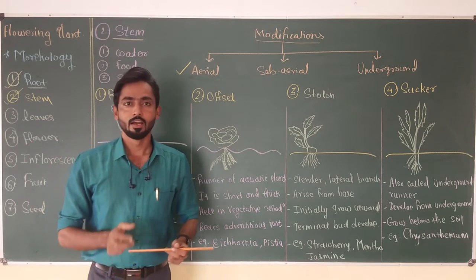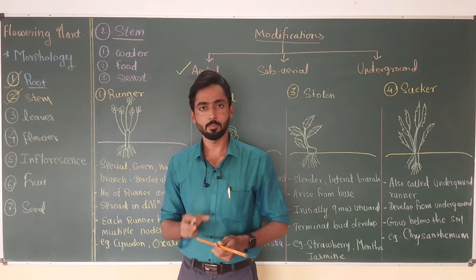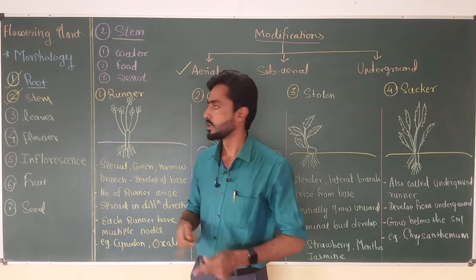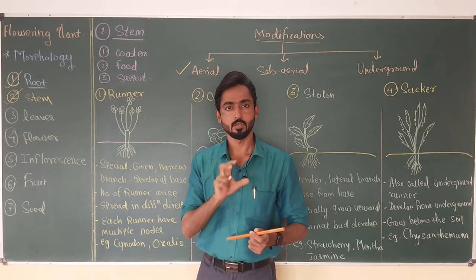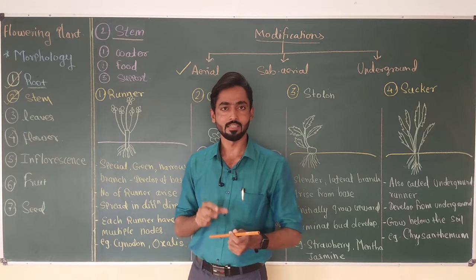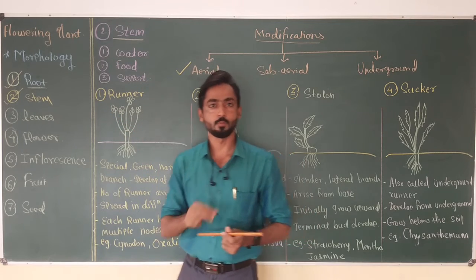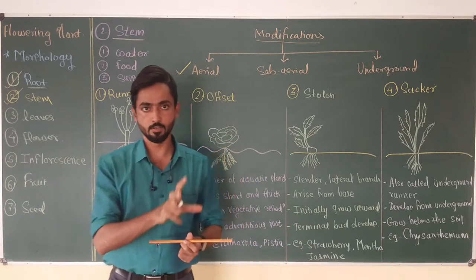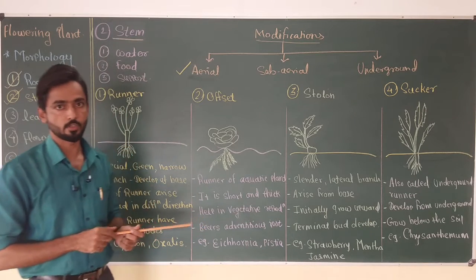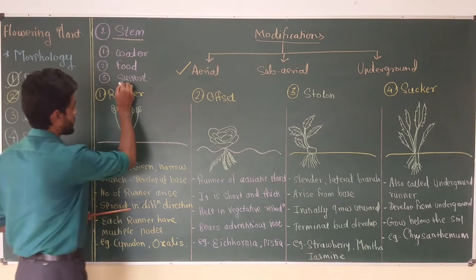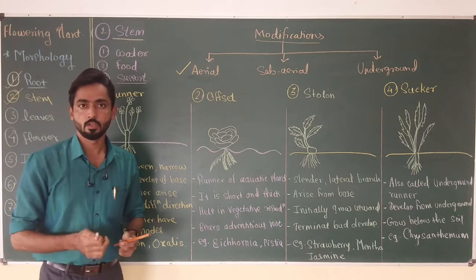Hello everyone. The stem of angiospermic plants generally performs three basic functions, which are conduction of water and minerals from the base of the stem up to the entire plant body, then transport of the food material which is produced at the site of photosynthesis, like leaves, to the different plant organs, and the third and important function of the stem is provision of support for the different appendages of the shoot system of the plant.